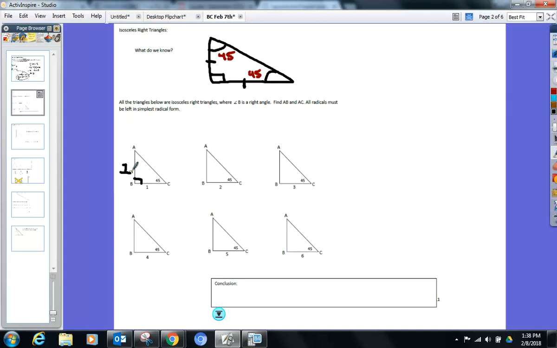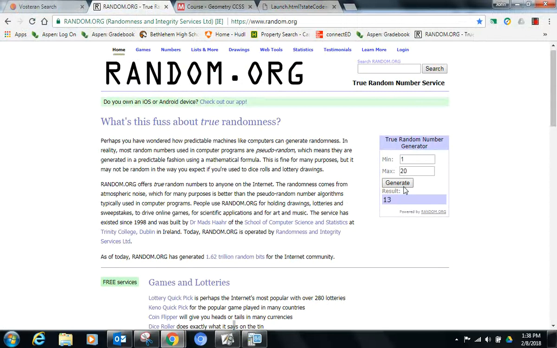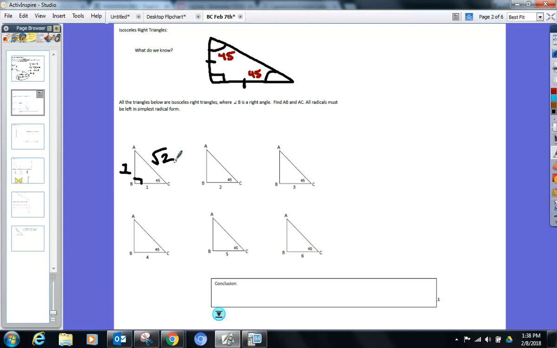Pythag. Go ahead, simplest radical form. Find AC in simplest radical form. I'll ask somebody in a second. Anybody finding the hypotenuse? What do you have for me? Radical 2. You can't find a pattern from one example. We've got to keep doing more.